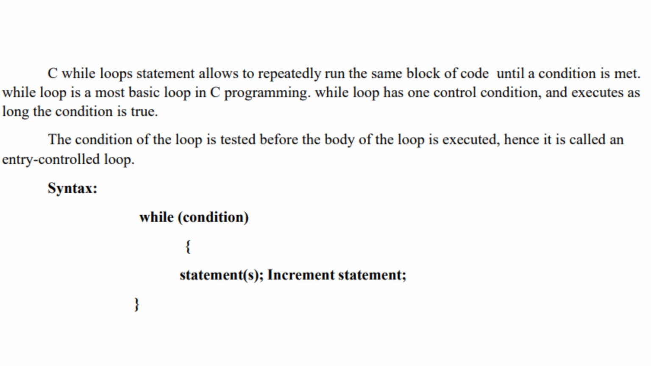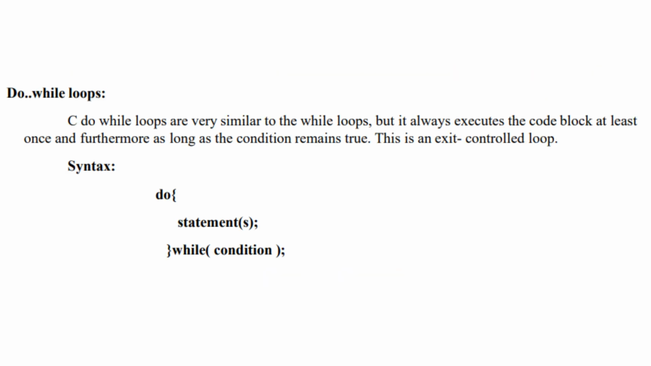The condition of the loop is tested before the body of the loop is executed, hence it is called an entry-controlled loop. Do while loops. C do while loops are very similar to the while loops, but it always executes the code block at least once and furthermore as long as the condition remains true. This is an exit-controlled loop.